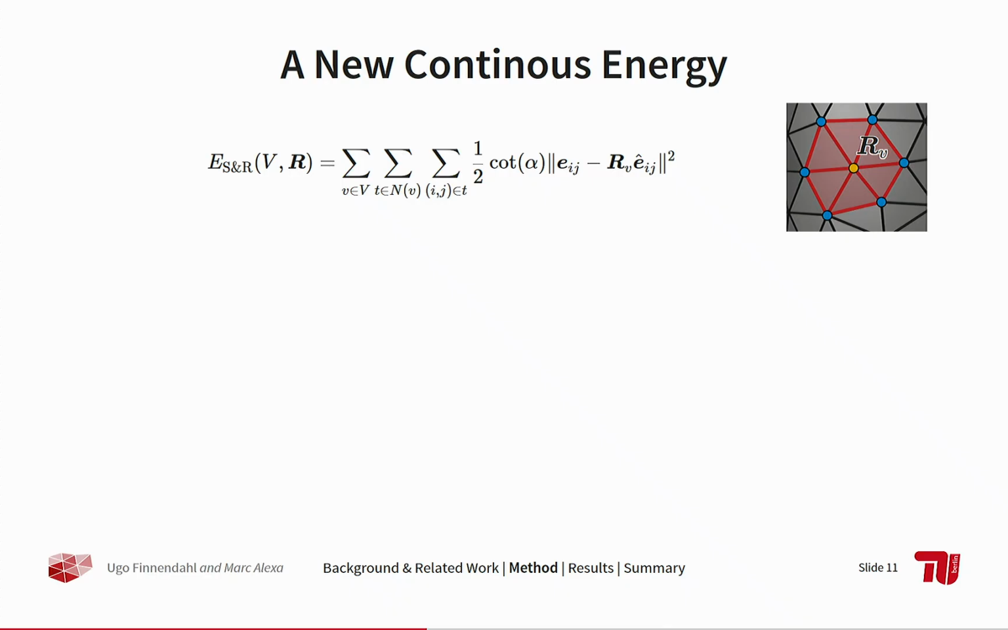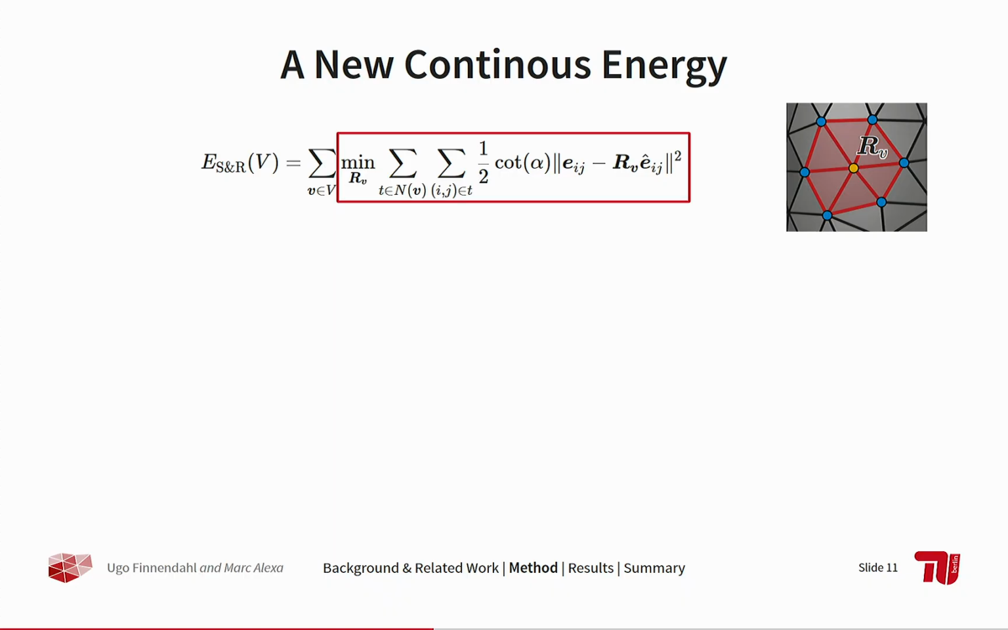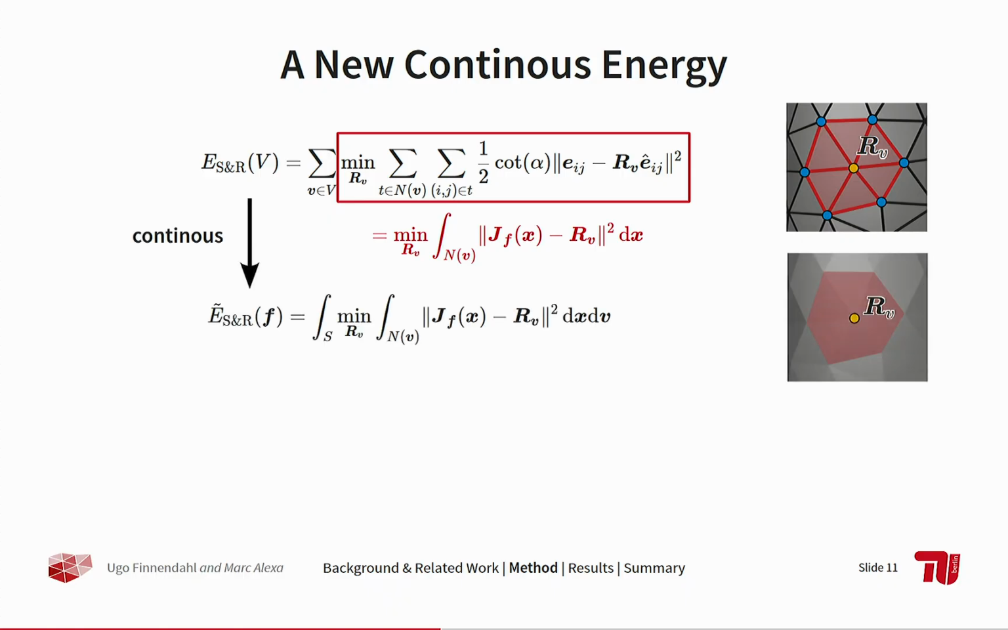So we move the minimum over which we search for the optimal rotation into the energy again. So we can see that the spokes and rim ARAP finds the optimal rotation over these two inner sums, which, and here you have to believe me, is equal to this continuous integral over the whole neighborhood of the vertex V. So the only thing left to make this energy continuous is to integrate the energy over the whole surface instead of summing over the vertices. And I skipped a lot here.